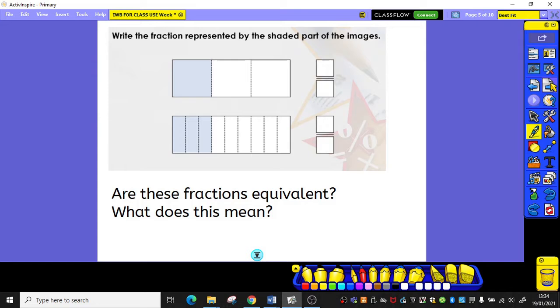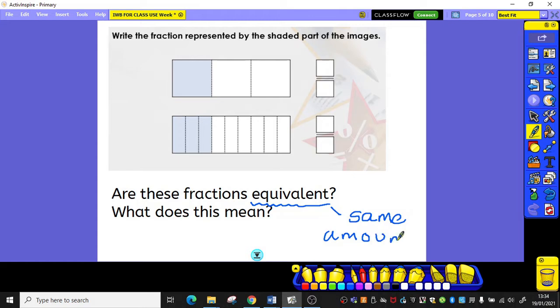Now, if we have a look at these 2 fractions then, my question to you is, are these fractions equivalent? What does this mean? If you were sharp with your listening, you'd have heard earlier that I said that equivalent means that the fractions are the same amount.